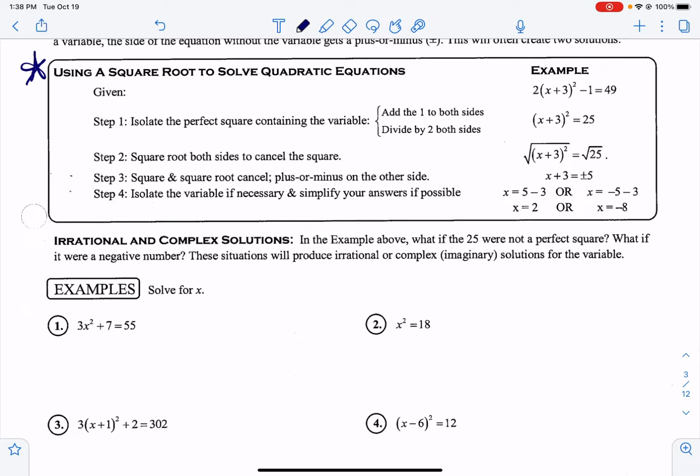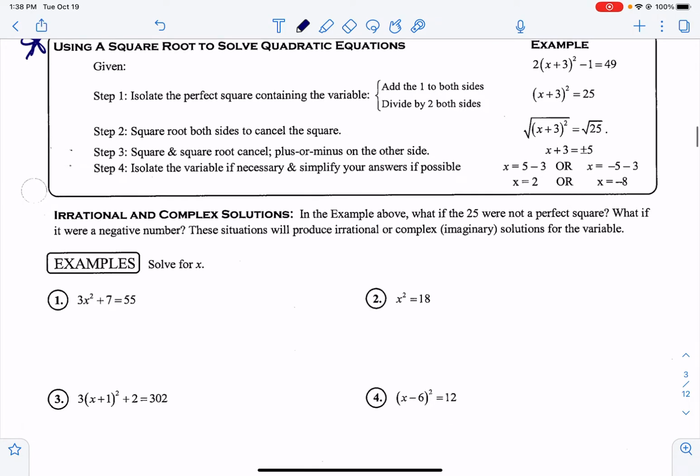Okay, so example number 1, 3x squared plus 7 equals 55. So I only have x squared. There's no x. So I want to use the square root method. So all I'm going to do is start getting x alone. So I look at my left and the right. First thing I have to do is minus 7 from both sides. And I get 3x squared equals 55 minus 7 is 48. Now I need to get rid of the 3 and the square. I have to get rid of the 3 first. So x squared is equal to 16. I divide both sides by 3.